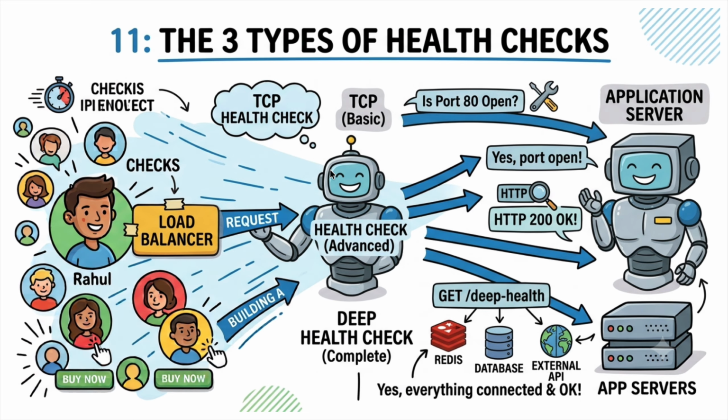Remember those health checks? Earlier we saw the load balancer detect failed servers, right? So here is how. A TCP health check simply asks, is the server port open? Fast but basic. An HTTP health check actually sends an HTTP request and expects a 200 OK response. Now we know that the application itself is running. There is a third type which we call a deep health check. It checks whether the server can reach Redis, the database, and external APIs. This helps detect problems before users are affected.